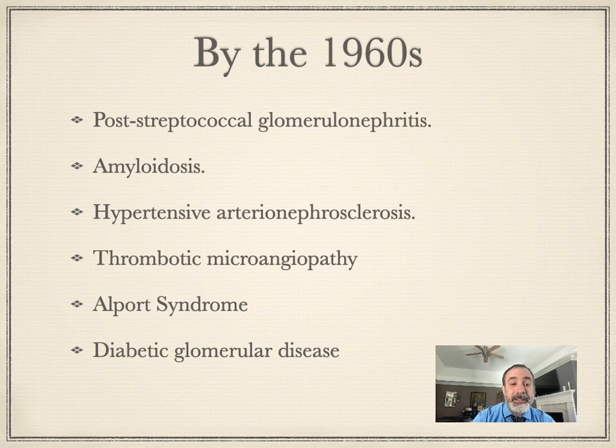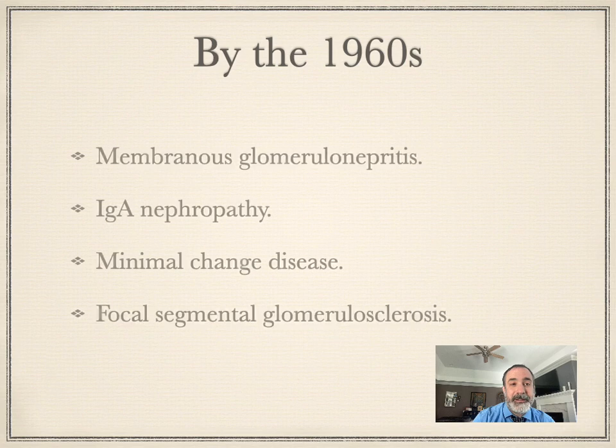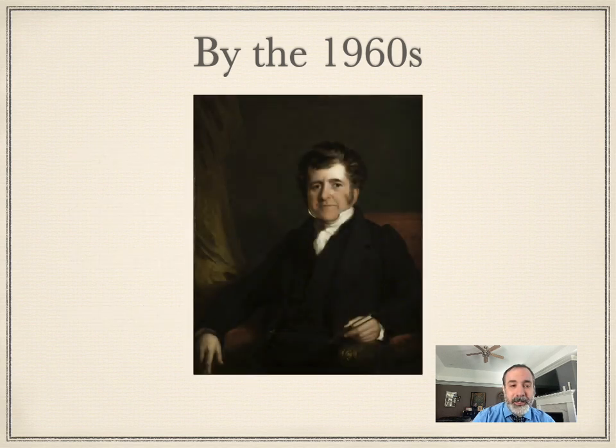Nonetheless, by the 1960s, as we have seen from this lecture and all the preceding ones, we now have gathered a scientific understanding of post-streptococcal glomerulonephritis, amyloidosis, hypertensive arterionephrosclerosis, thrombotic microangiopathy, Alport syndrome, diabetic glomerular disease, membranous glomerulonephritis, IgA nephropathy, minimal change disease, focal segmental glomerulosclerosis, all helping to whittle the all-encompassing eponymous term Bright's disease down to a smaller and smaller size.